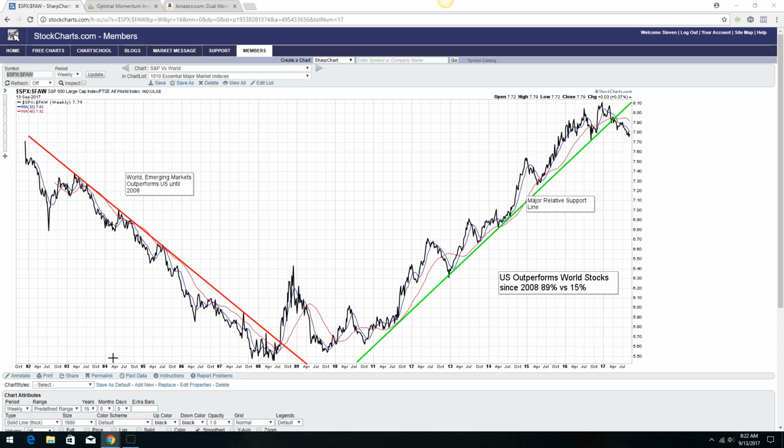Today we're going to cover why I think it is important to really consider increasing exposure to international stocks, to emerging market stocks, not just in the short term, but we're going to take a long-term view today.